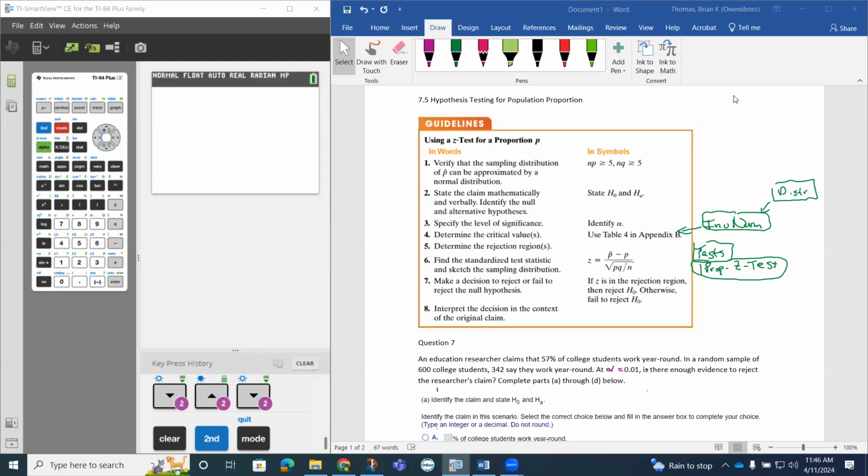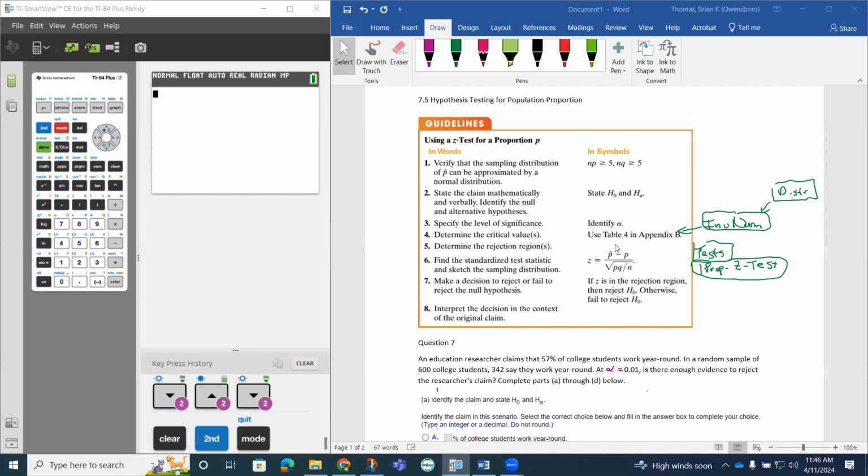So let's look at a question from 7.5 for the population proportion. Remember, we have these guidelines that we need to follow as we move forward. Make sure that we do pass the test: N times P is greater than or equal to 5 and N times Q is greater than or equal to 5. And then we can state our null hypothesis and alternative hypothesis. And then we identify our level of significance and then determine our critical values.